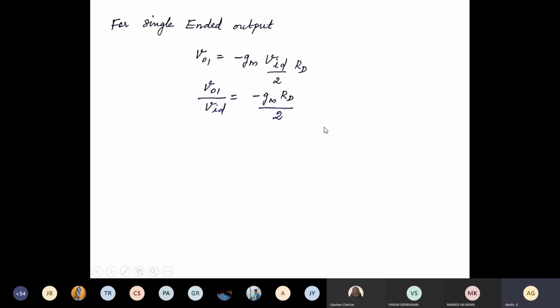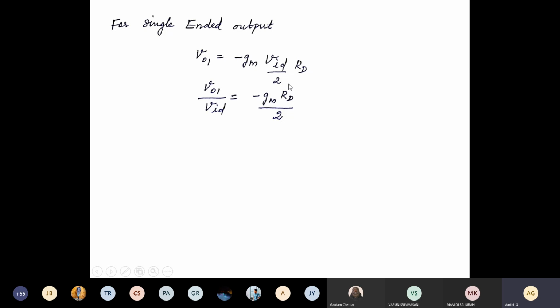Do you remember this equation that we have used? But we have used it for the BJT case. So we have used GMRC by 2. This is the differential gain AD, which is GM into RC by 2. We have used that for the BJT. Since it is MOSFET, it is GMRD by 2. This is for the single-ended output, that is when we are taking the output across a single transistor.